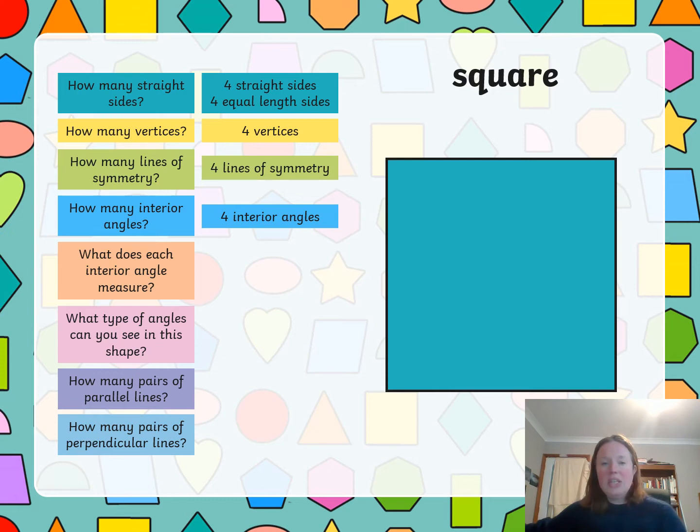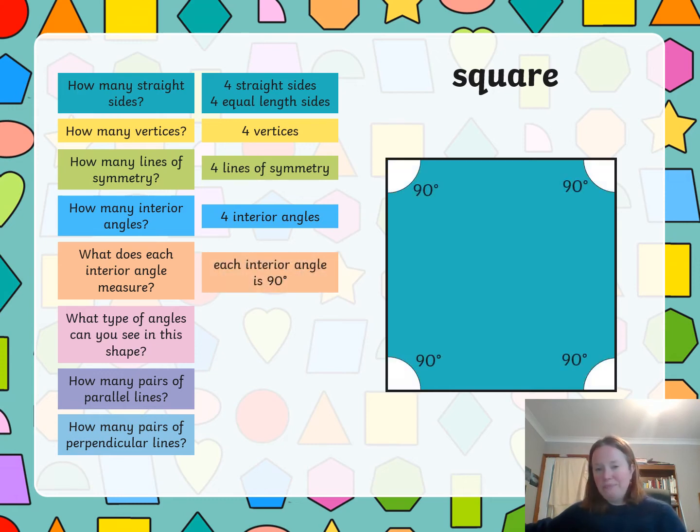What does each interior angle measure? Okay, so each interior angle measures 90 degrees. We're not specifically looking at angles today in terms of measuring angles, but identifying the type of angle, I would be very impressed with our task later today. Okay, so what type of angles can you see in the shape? It's always going to be a right angle in a square or in a rectangle, always a right angle.